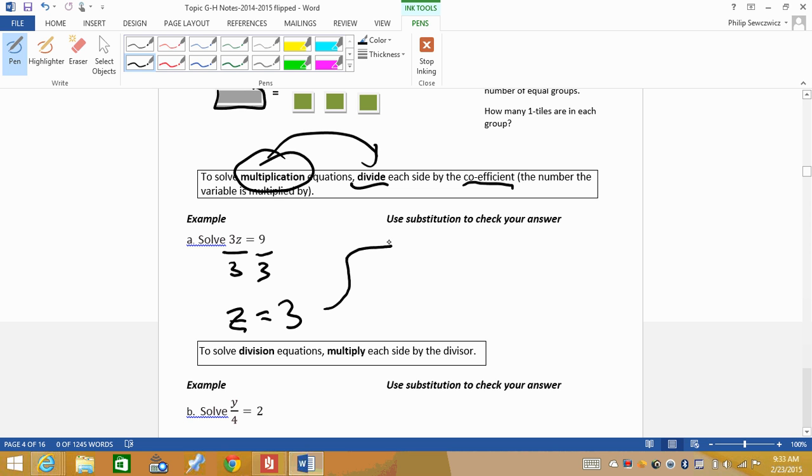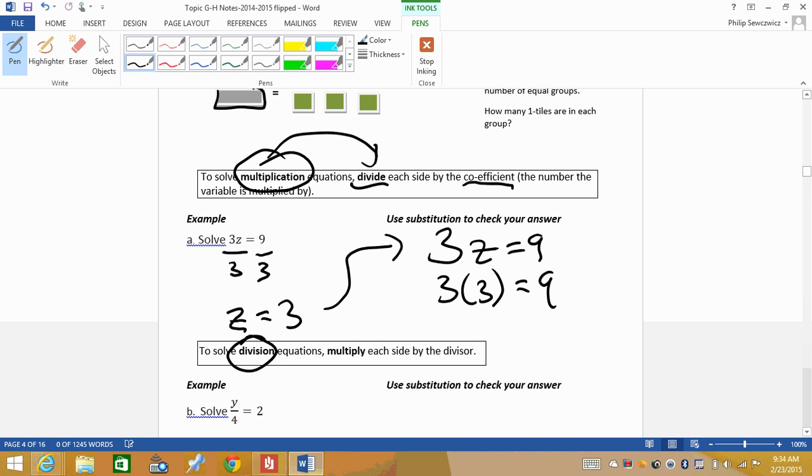All right, so let's come over here to our substitution to check our answer. Remember, the original equation was 3z equals 9. We're saying that z is 3. So when a number is up against a letter, it means to multiply. Is 3 times 3 equal to 9? It certainly is. All right, so let's move down here.